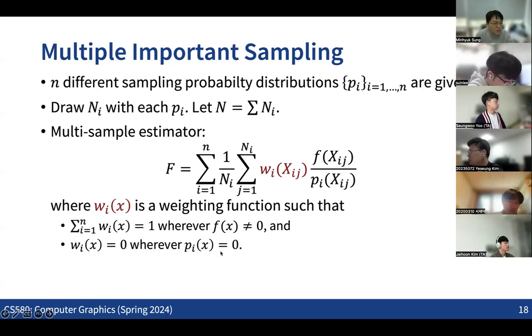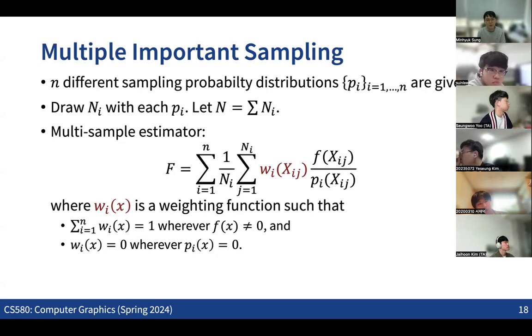So if we can define this weighting function, then we can also define this multi-sample estimator. And the good thing about the Monte Carlo estimator that we saw in the previous lecture is that it is an unbiased estimator. That's a good thing in that its expected value is the same as the true value.